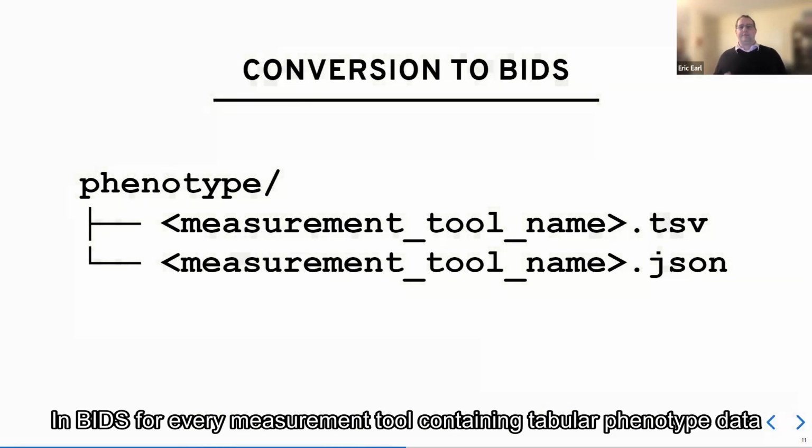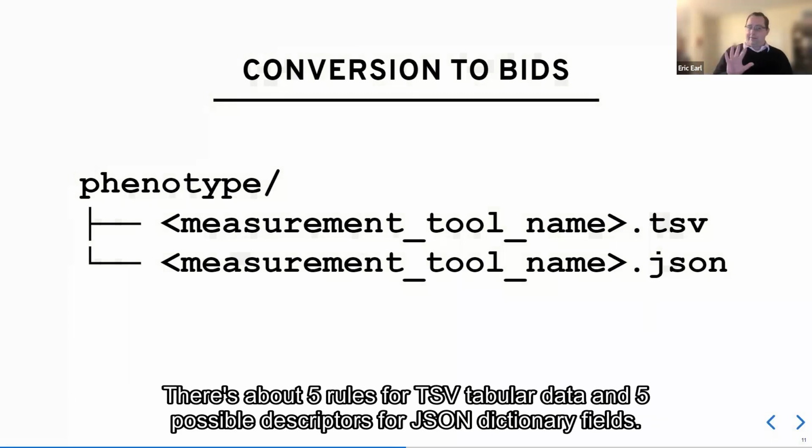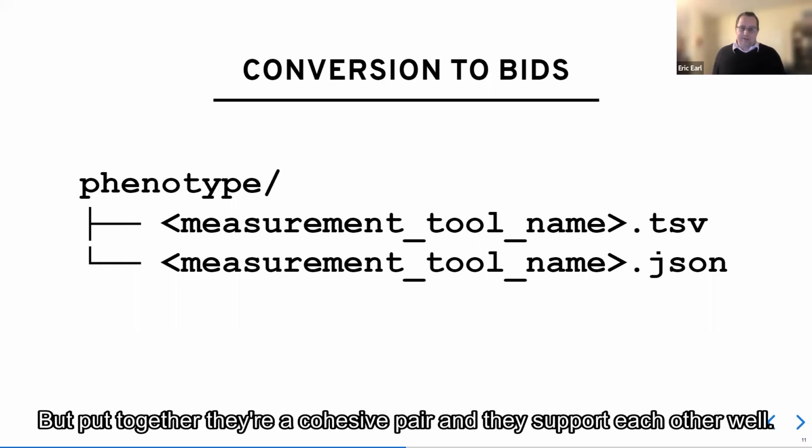In BIDS, for every measurement tool containing tabular phenotype data, you need to have the data in a tab-separated value file and the dictionary in a JavaScript Object Notation, or JSON, sidecar file. There's about 5 rules for TSV tabular data and 5 possible descriptors for JSON dictionary fields. But put together, they're a cohesive pair and they support each other well.